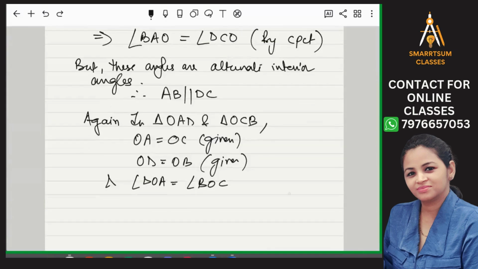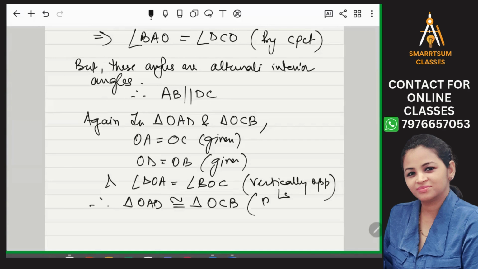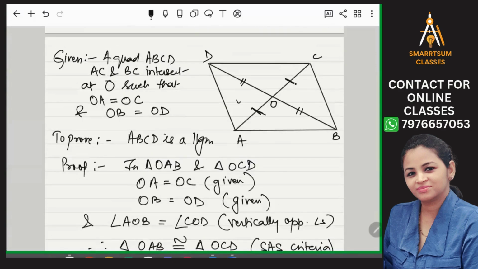Okay. By vertically opposite angles, right? Therefore, we can say that triangle OAD is congruent to triangle OCB by SAS criteria, right? So since these two triangles are now equal, means they are congruent, right? So can we say that angle ADO, this angle, is equal to angle CBO, this angle?